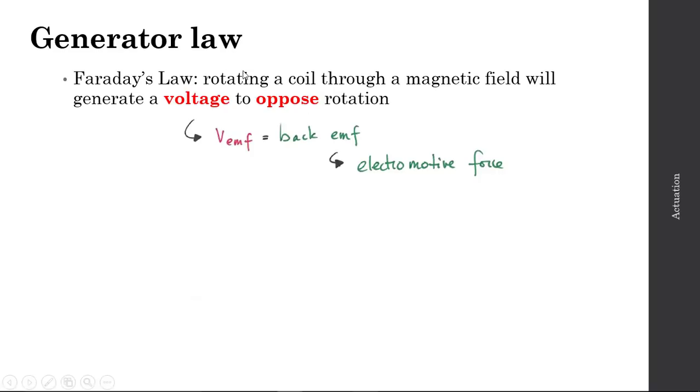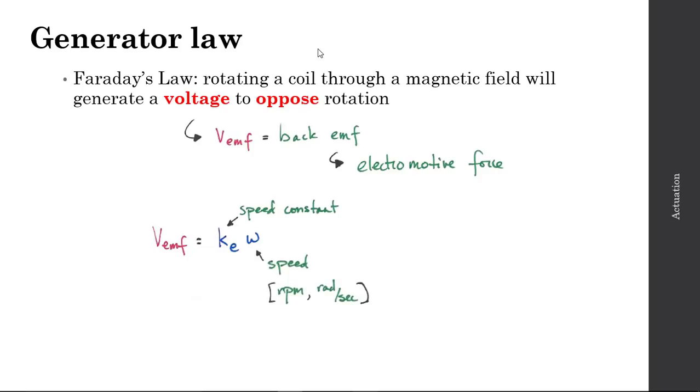If I have a rotating coil generating a voltage, then there's going to be some proportionality between this rotational speed and the voltage output. So we can define VEMF as equal to KE times omega. KE is our speed constant, and omega is the rotating speed of our motor, typically provided in units of RPM or radians per second. The speed constant will have units of volts per RPM or volts per radians per second.